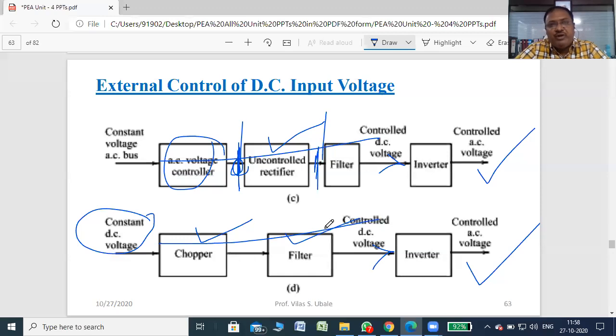You can check here every time there is some controller: uncontrolled, controlled, chopper, etc. This is additional periphery, additional circuitry required, so that you can control or have a variable output voltage at the output of the inverter. But because of this additional circuitry, the overall cost definitely increases. Then second thing, you cannot minimize the total harmonic distortion or some lower harmonics and so on with this external control. Okay, you can definitely have a variable AC with a variable frequency.